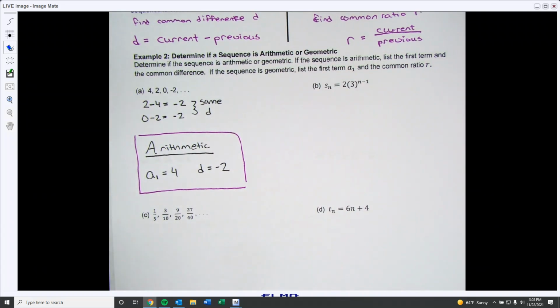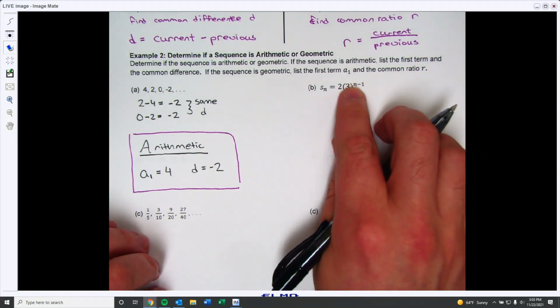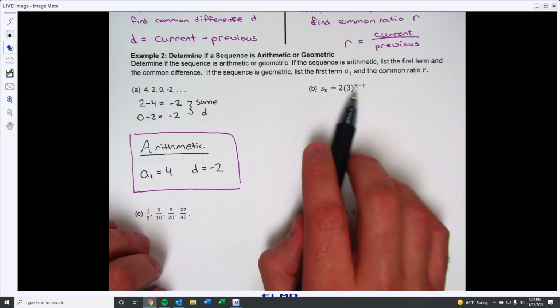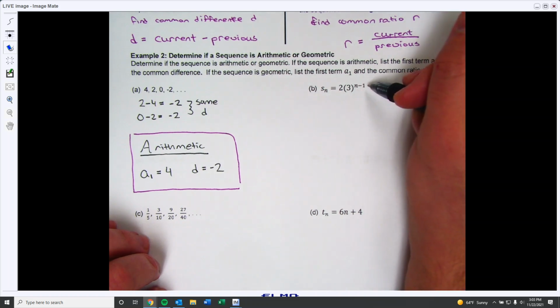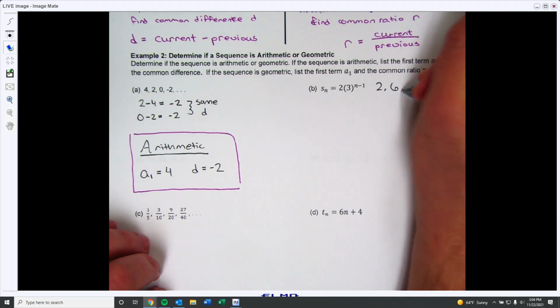All right, so now let's take a look at B. On this one, the terms are not listed out for us, but I can go through pretty quickly and list them out because we saw how to do that on the previous page. I would always start with n equals 1. So if I substitute 1 in for n, 1 minus 1 is 0, so the 3 is going to go away, and we get 2. Now I'd use n equals 2. 2 minus 1 is 1. 3 to the first power is still 3. So 3 times 2 is 6.